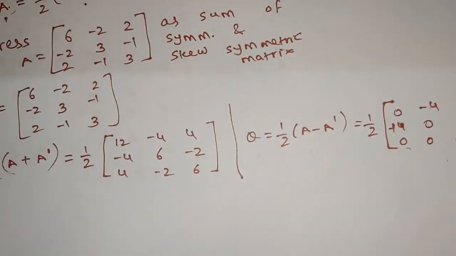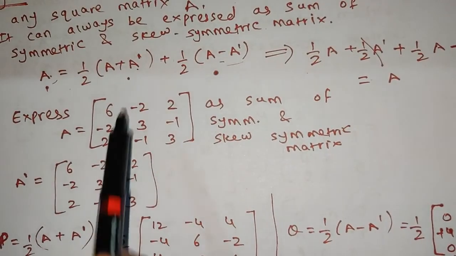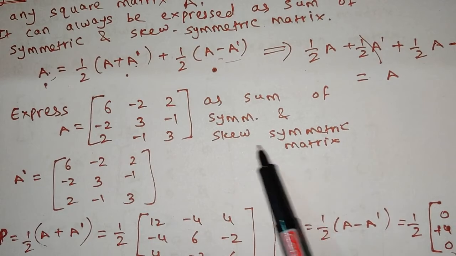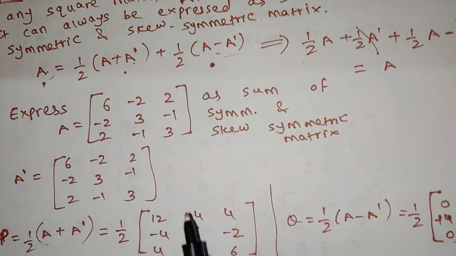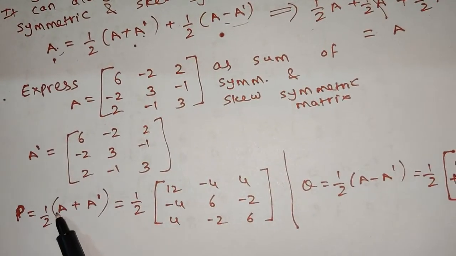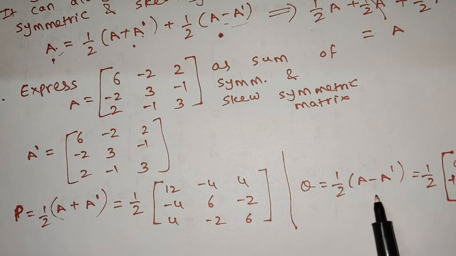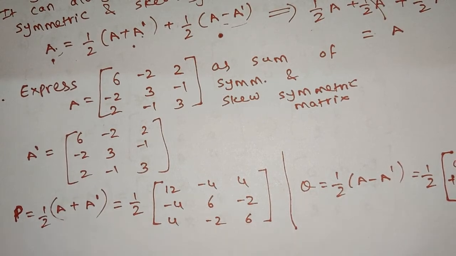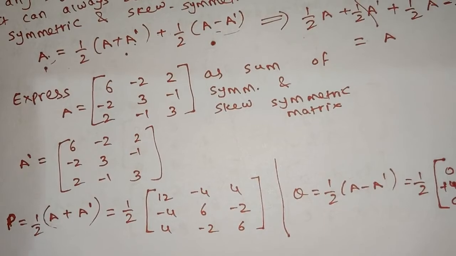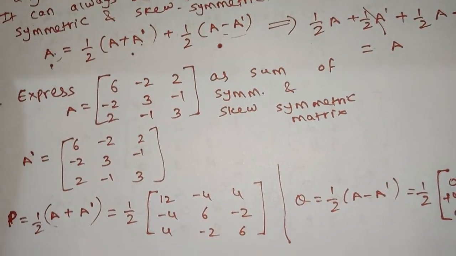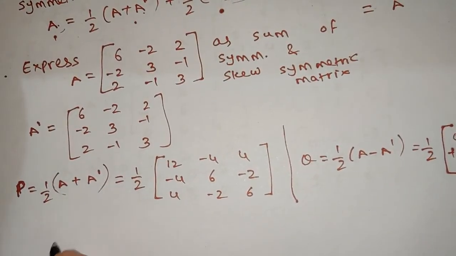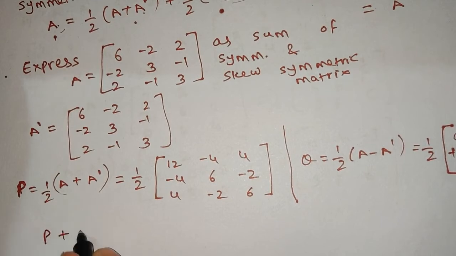What I have to do is show it as a sum of a symmetric and a skew symmetric matrix. I have to add half of A plus A transpose and half of A minus A transpose, that is, I have to add P plus Q, right? Whenever I add P plus Q, I should get the exact given matrix again. So P plus Q I'll do.